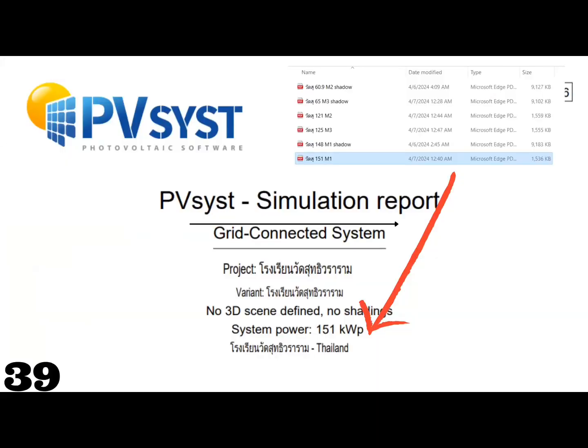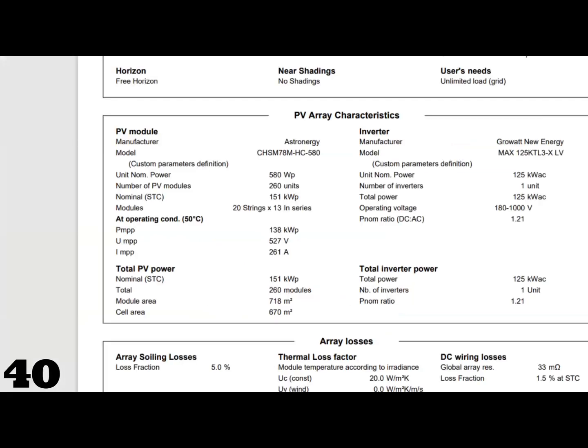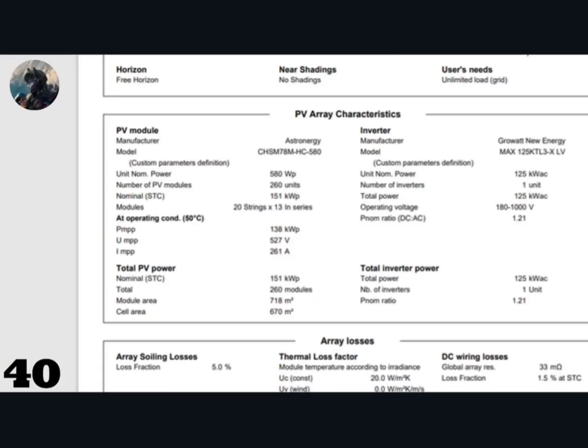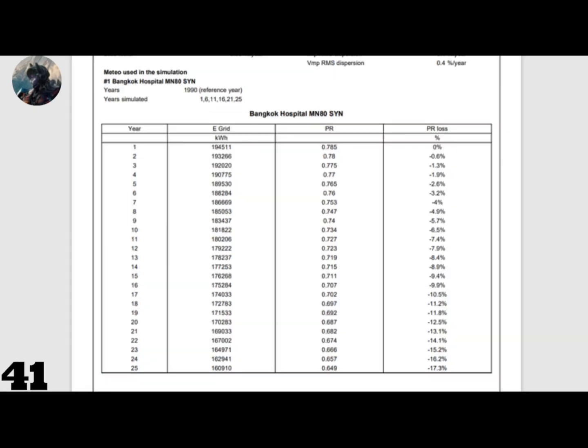So we name it Suthiwararam, with, let's say, 151 kilowatt peaks. So the report would be like this. The PV array characteristics tell us all the information that we do require. In this chart, we're going to look only at the PR loss, which is the part that we're going to put in the Excel for the next step.